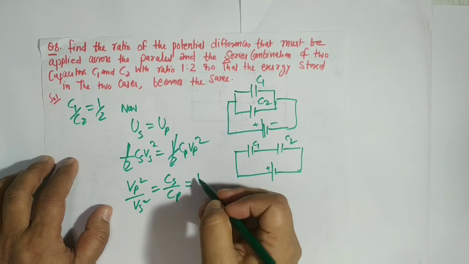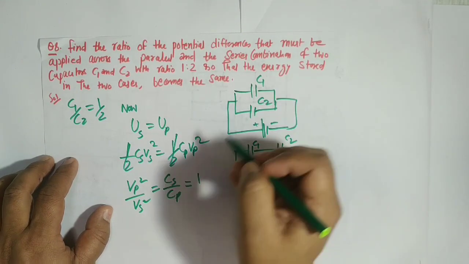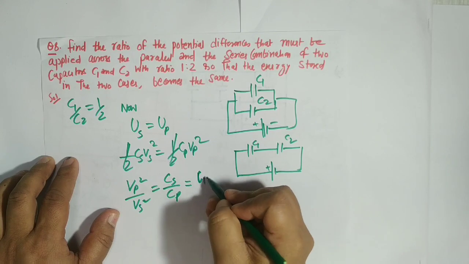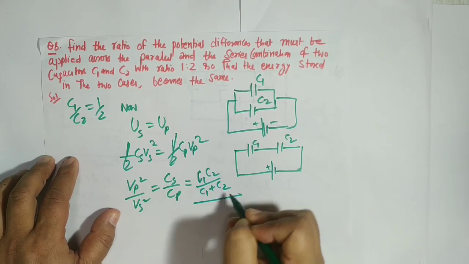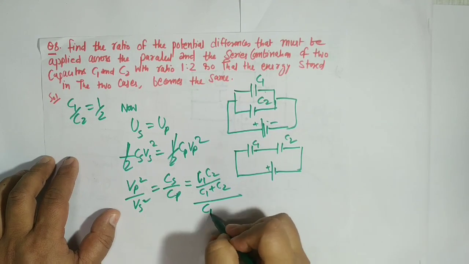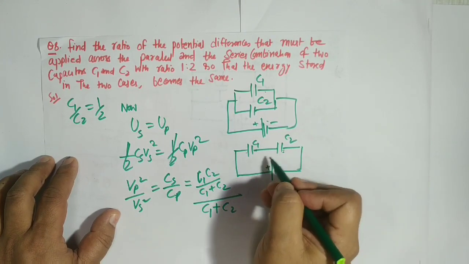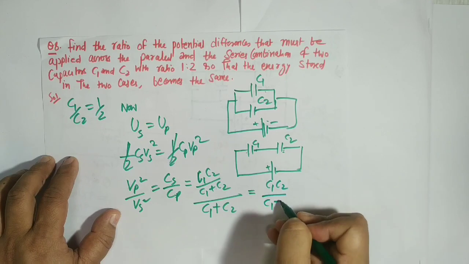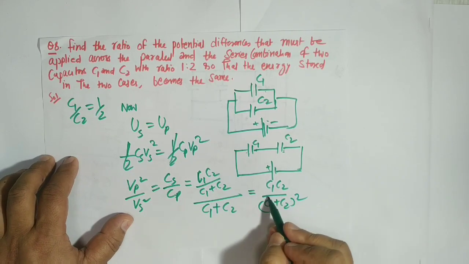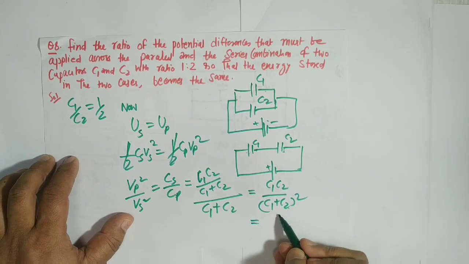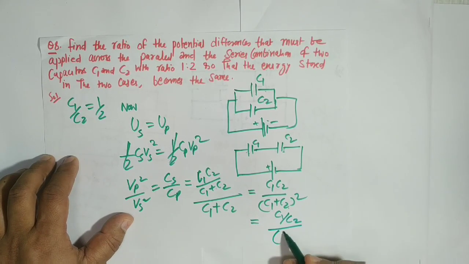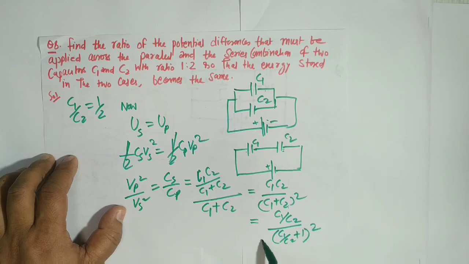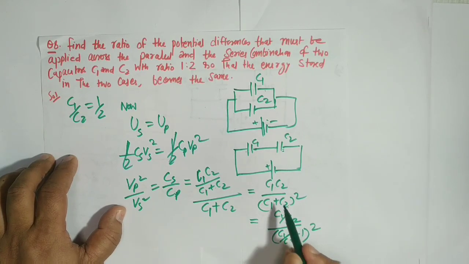How are we going to calculate Cs? Cs is the series, so Cs is C1 C2 upon C1 plus C2. And what is in parallel? Parallel is C1 plus C2. Series is C1 C2 upon C1 plus C2. So this can be written as C1 C2 upon (C1 plus C2) whole square, because it will come down. And then I will take C2 common here. So it is C1 by C2 upon (C1 by C2 plus 1) whole square. This is mathematical: I have taken C2 square outside, and then C2 will cancel.